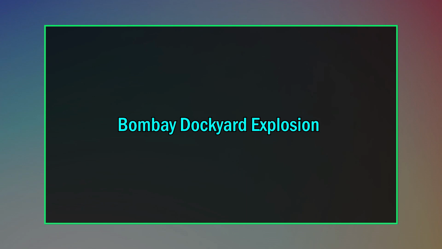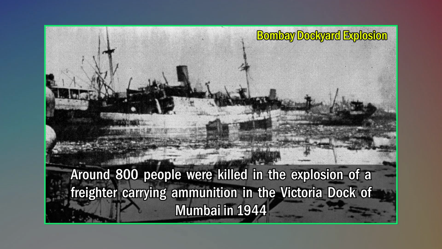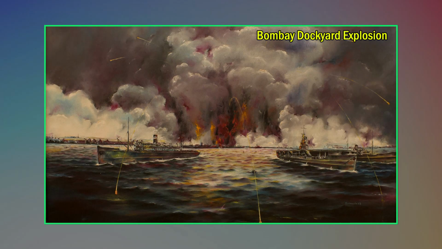Bombay dockyard explosion. Around 800 people were killed in the explosion of a freighter carrying ammunition in the Victoria Dock of Mumbai in 1944. When the initial fire on the vessel could not be contained, the crew was ordered to abandon the freighter. It was followed by explosions that destroyed nearby vessels, including several of the Navy vessels, several economically developed areas in the vicinity, and fire started in the adjacent slums because of the shower of burning debris.